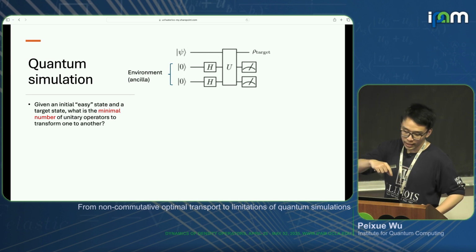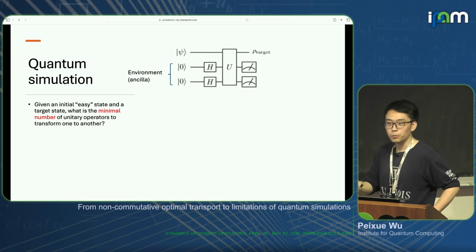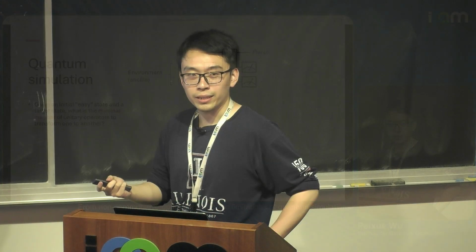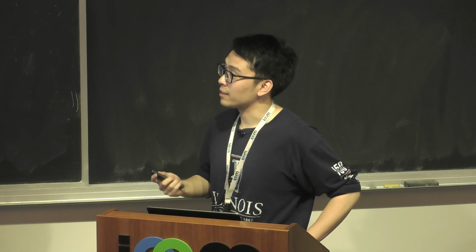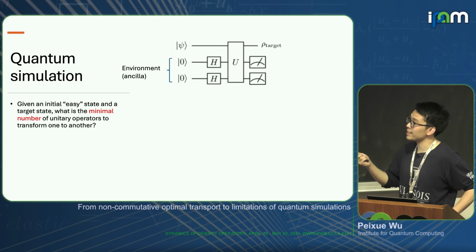mapping from the initial state to the target state, and then you do the Stinespring dilation. I don't know whether you know this, but this is the result in 1950. Any CPTP, completely positive trace preserving map has a dilation. It's a unitary operator on a larger space. Okay? So on a quantum computer, we add a bunch of ancillas.